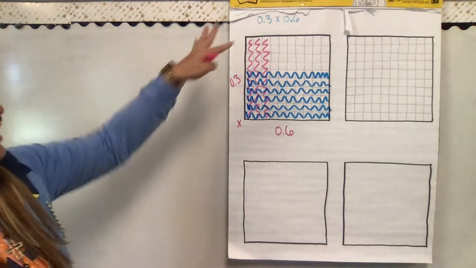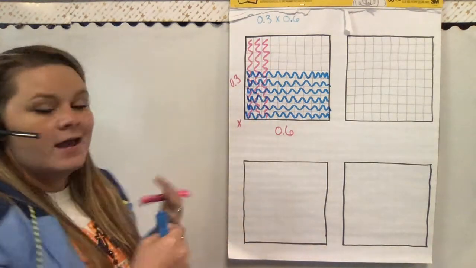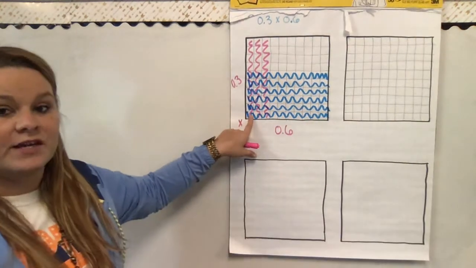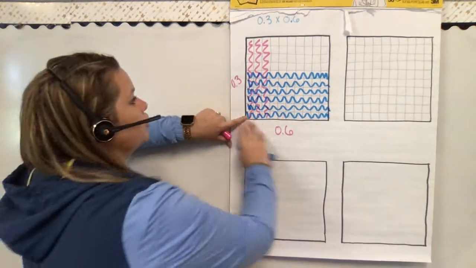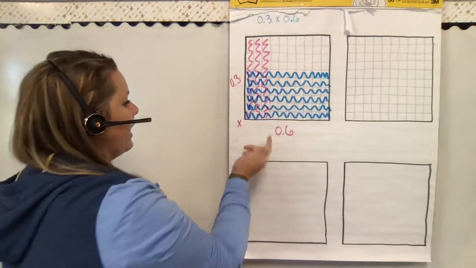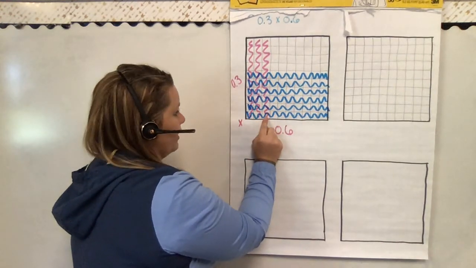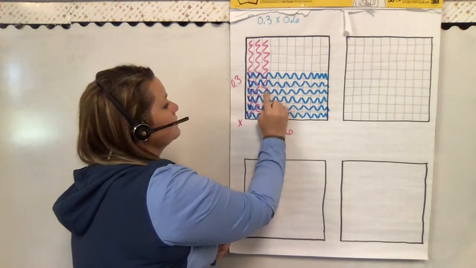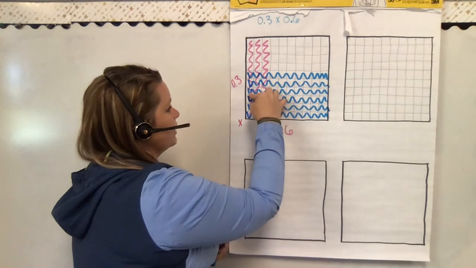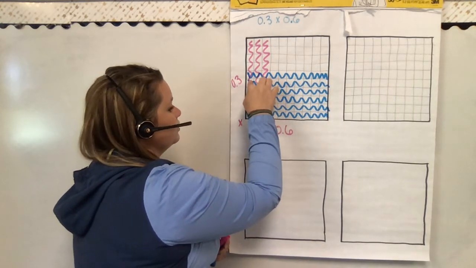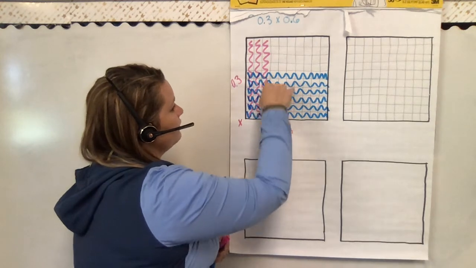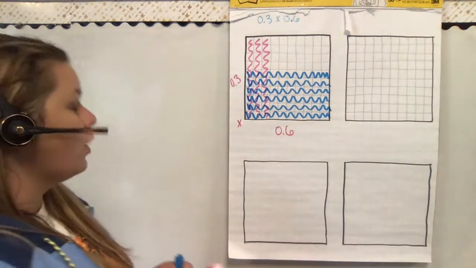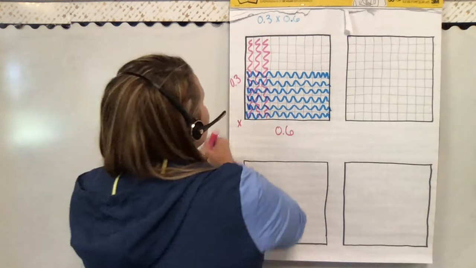So again, like I said, we're taking 3 tenths of 6 tenths. And so we can figure out what that is by counting the overlap. And so each little piece of this is 1/100th. It takes 100 of those to make the whole thing. So when we count these, we can count 1 hundredth, 2 hundredths, 3, 4, 5, 6, 7, 8, 9, 10 hundredths, 11 hundredths, 12 hundredths, 13 hundredths, 14 hundredths, 15 hundredths, 16 hundredths, 17 hundredths, and 18 hundredths. So our final product is 18 hundredths.